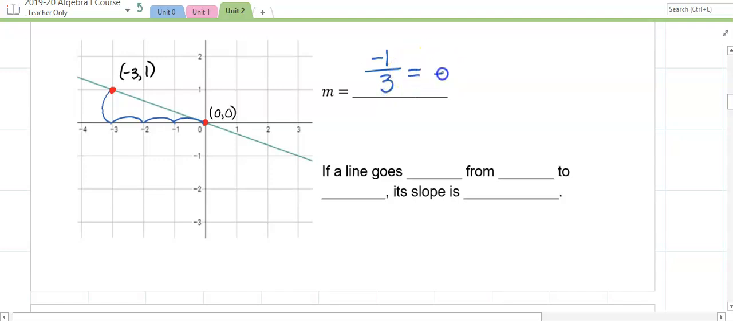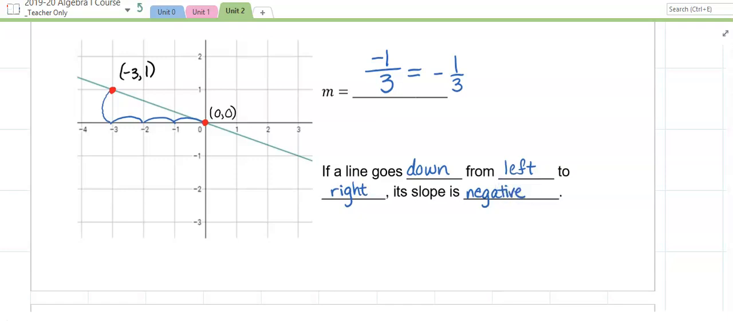Another way we write this is just -1/3. The negative can either be with the 1, it can be with the 3, or it can be shared between the 2 by putting it out front. If a line goes down from left to right, its slope is negative. So if I start on the left and follow the graph as it goes to the right, I'm going downhill.